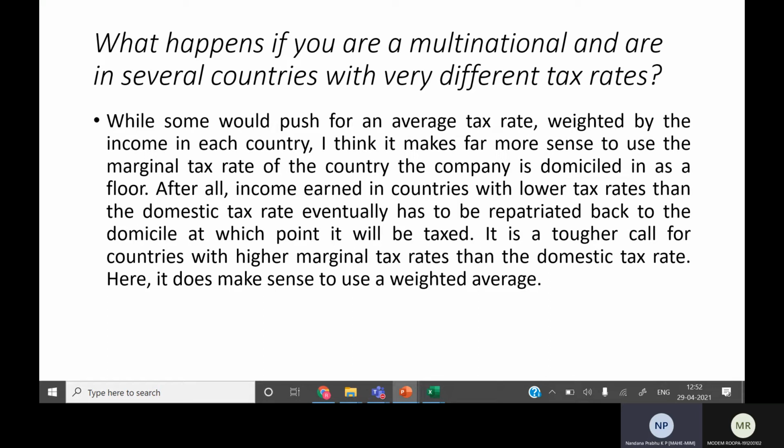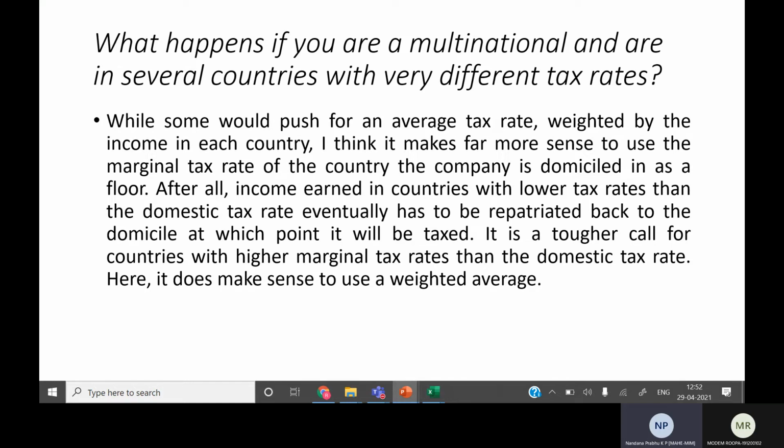It is a tougher call for countries with higher marginal tax rates than the domestic tax rate. Here it does make sense to use a weighted average. If the marginal tax rate is higher than the domestic tax rate, we can use a weighted average, is what Professor Aswath Damodaran is saying. For example, say my domestic marginal tax rate is 20%. In other countries, it is 25% or 30%. Then what do I do? Then I can do a weighted average.